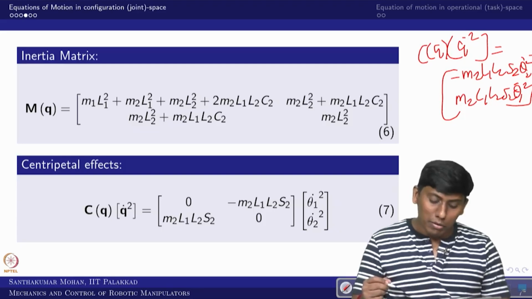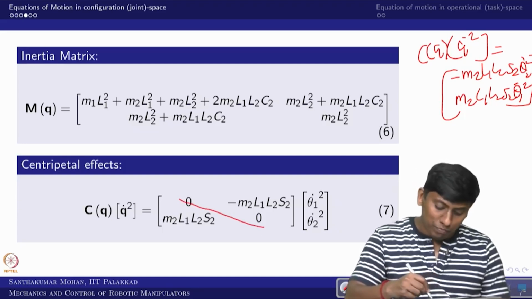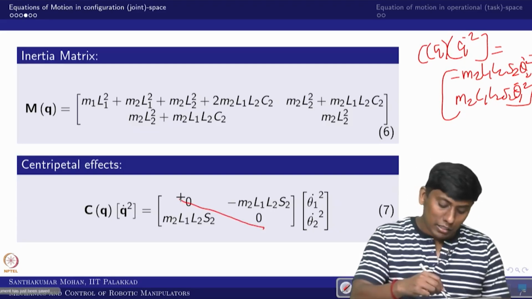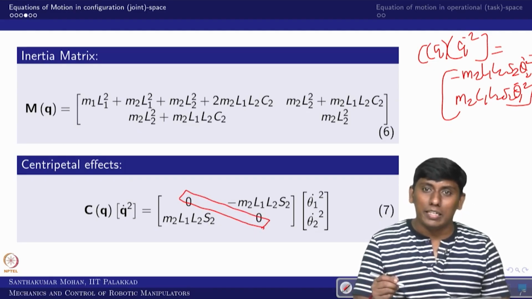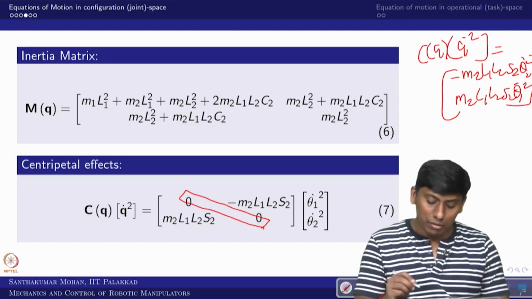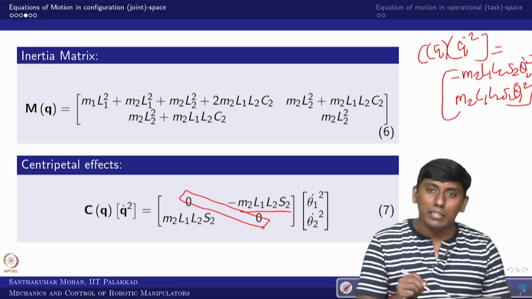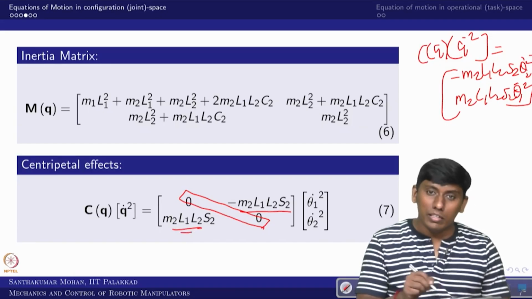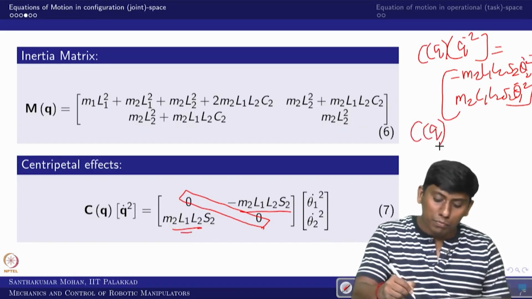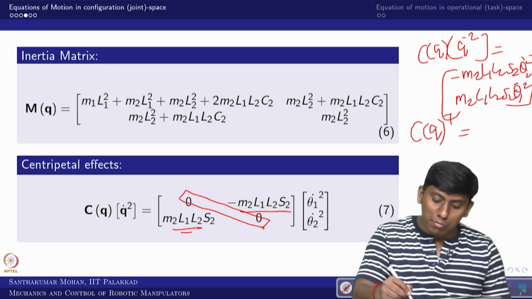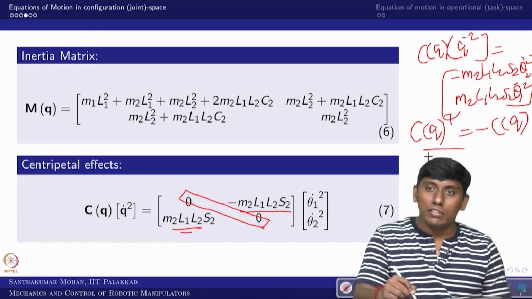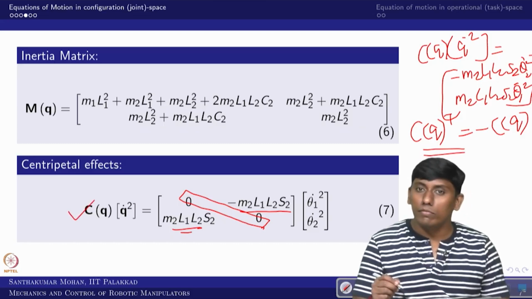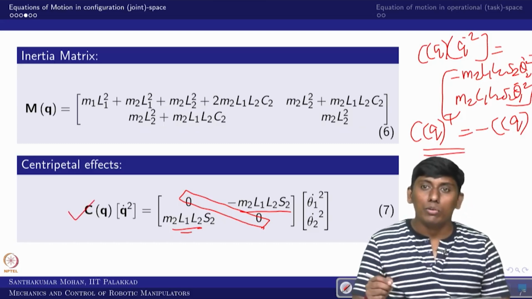But by looking at this matrix, what one can see is the diagonal is 0. This is matching with the skew symmetric, the first criterion, and the off diagonal terms are just the transpose of each other, or conjugate terms. So you can see this is minus M2 L1 L2 S2, but here it is the opposite. In the sense, if you take a transpose of C of q, this would be minus of C of q. That is what is matching, in the sense this is a skew symmetric matrix. You have seen that. So now we will go to the next one.